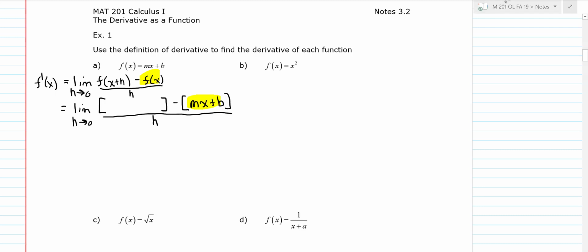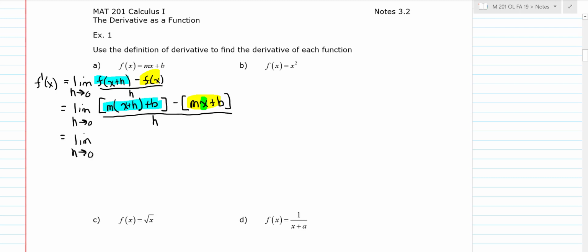Then it says f of x plus h goes here. Well, the only difference between f of x and f of x plus h is that x gets changed to x plus h. So this is the same. It's m times something plus b still, but what you change that to is x plus h. Now look at that real carefully. This is the function where x became x plus h. That's it. Now what you do is algebra.